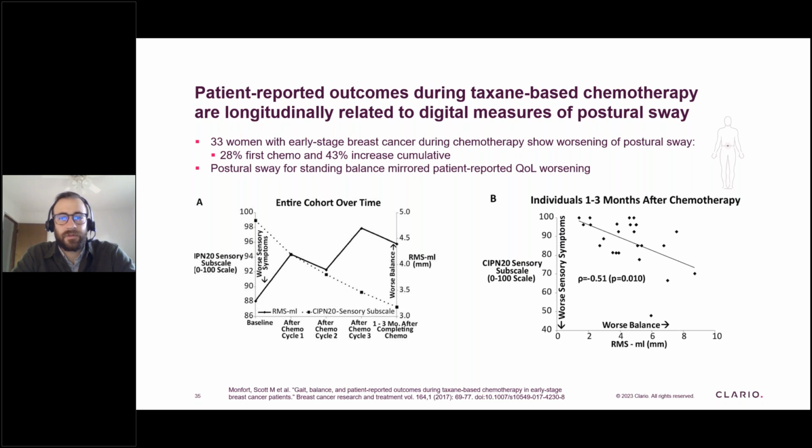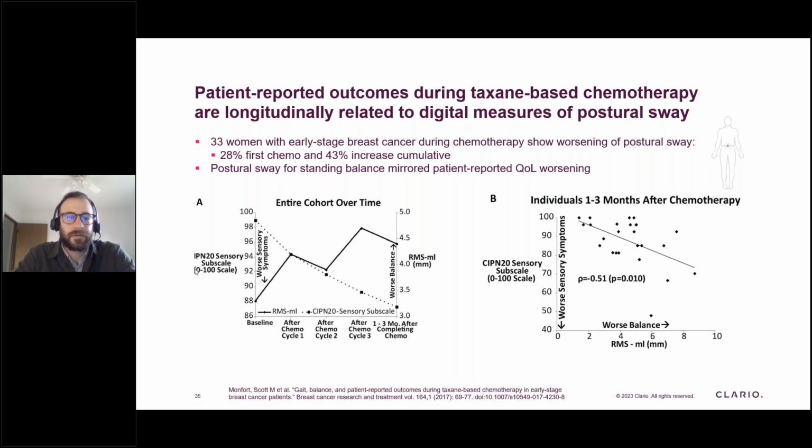Looking at the scatter plot on the right, this shows a significant negative correlation between patient-reported symptoms, the SIPN-20 sensory subscale, and objective measures of postural sway between 1 to 3 months post-treatment. So there's an association there between the patient-reported outcome and the objective balance scale.